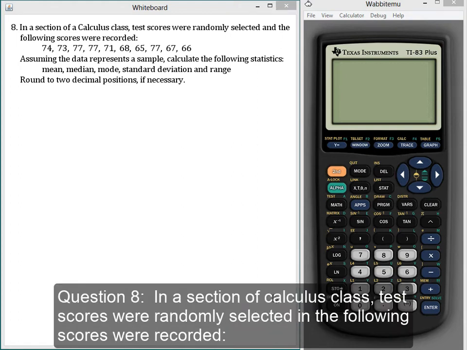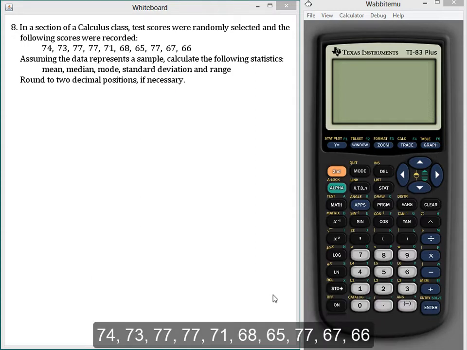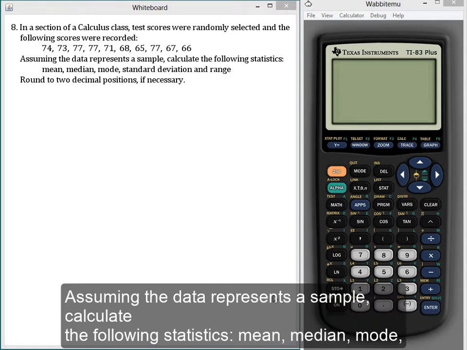Number 8. In a section of a calculus class, test scores were randomly selected and the following scores were recorded: 74, 73, 77, 77, 71, 68, 65, 77, 66, 67 and 66. Assuming the data represents a sample, calculate the following statistics: the mean, median, mode, standard deviation, and range. Round to 2 decimal positions if necessary.